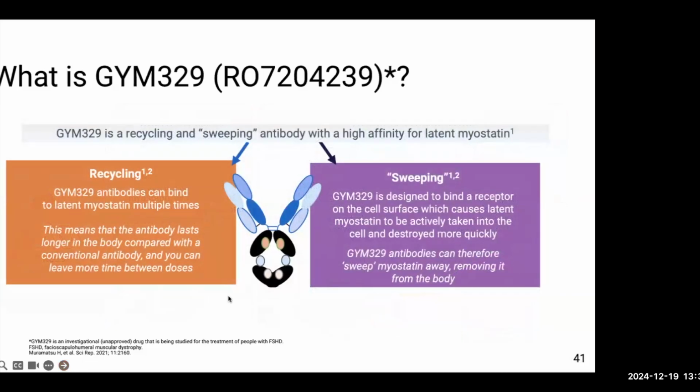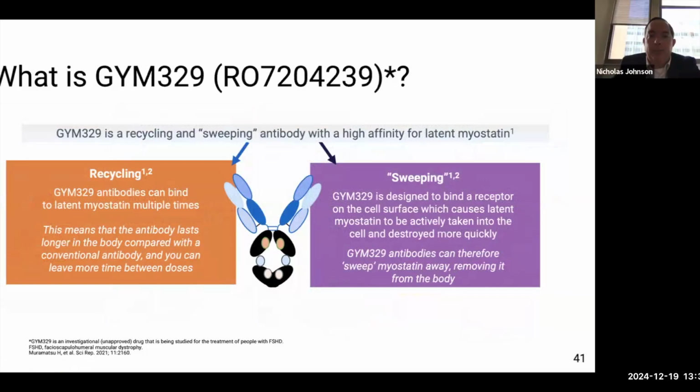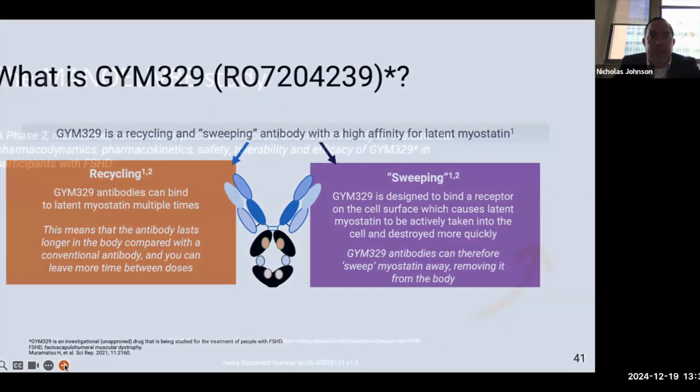As I mentioned at the beginning, there have been prior myostatin programs. So this particular program has a few additional technologies to help it do a better job of binding to that latent myostatin and getting rid of it. You can see here it can bind to it multiple times, and then it can clear it more quickly. That's the idea behind it.